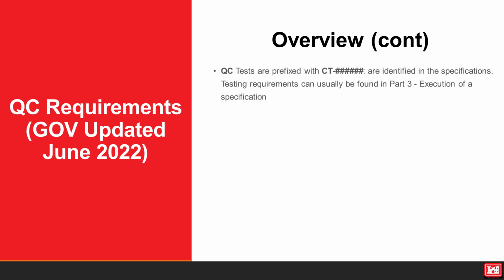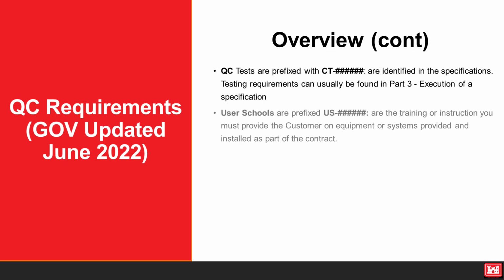QC tests are prefixed with CT followed by certain numbers. The need for specific QC tests is identified in the specifications. Testing requirements can usually be found in Part 3, Execution, of a specification. It is government responsibility to verify the contractor has developed a complete list of QC tests and enter it in RMS. User schools are prefixed as US followed by certain numbers.